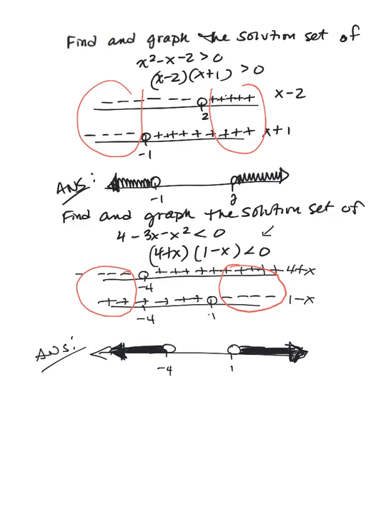In interval notation, this solution set would be from negative infinity to negative 4, not included, or, okay, this is the symbol for or, which means it could be either or, 1 to infinity, 1 not included.